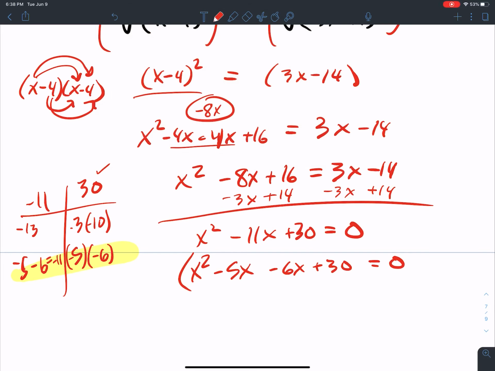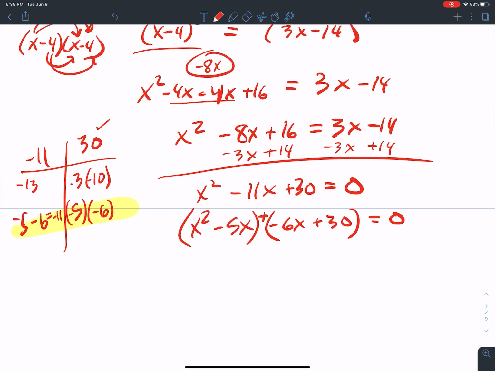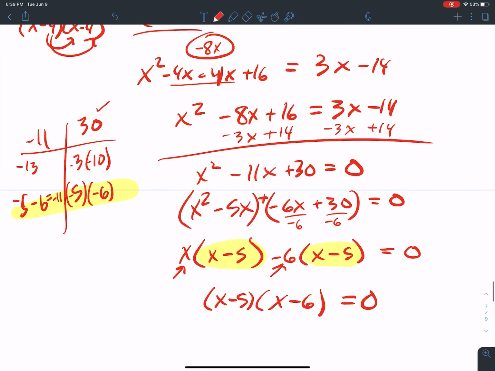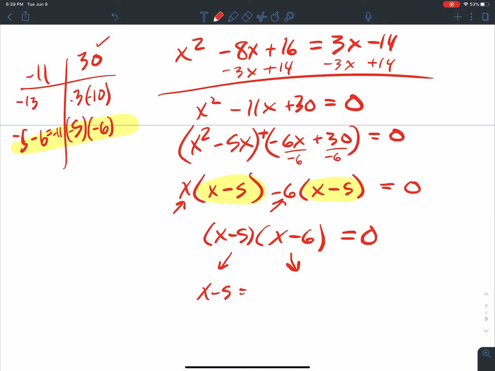Factor by grouping. Group the first two, group the second two. Make sure there's a plus in the middle. I promise you, if you don't know how to factor, that's a bad thing for this class. Sounds like I need some water. All right, so factor an x out: x minus 5. I need an x minus 5 here, so I'm going to factor this negative 6 out: x minus 5 there. So x minus 5 comes out of both of those terms, and what do we have left? x minus 6. Set each equal to 0. And so x equals 5, or x equals 6.